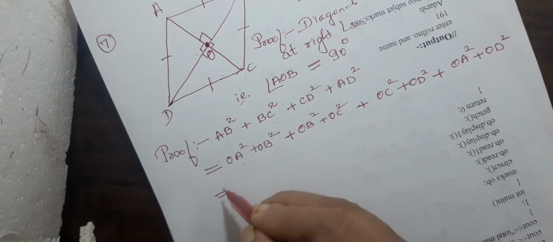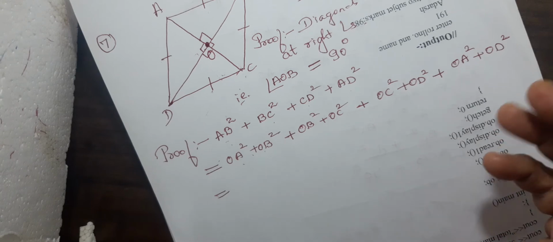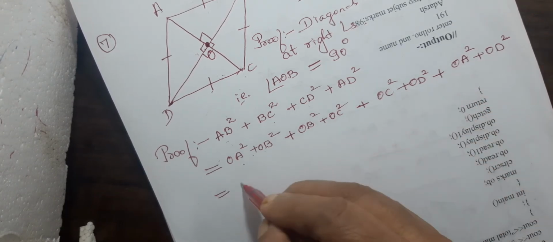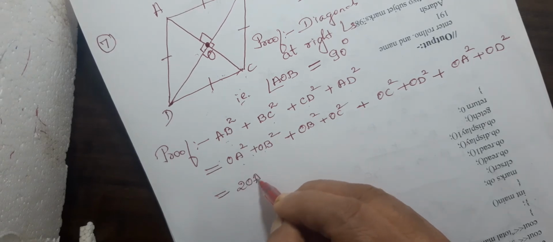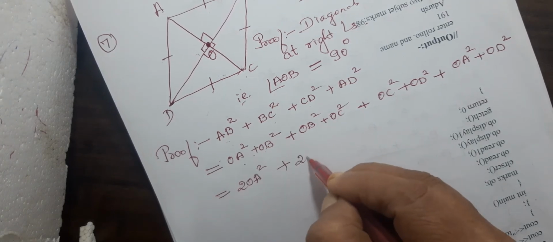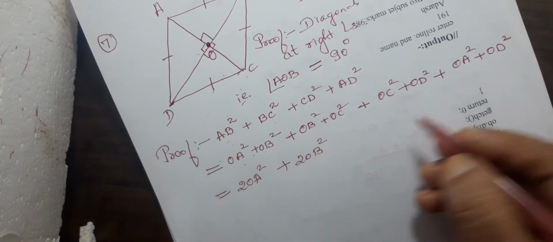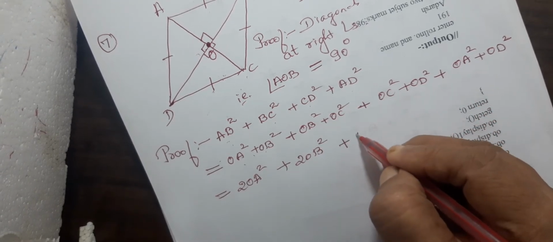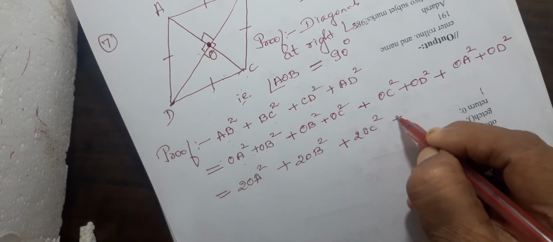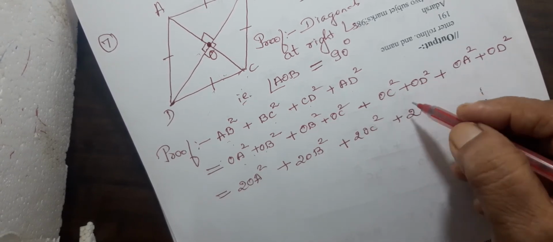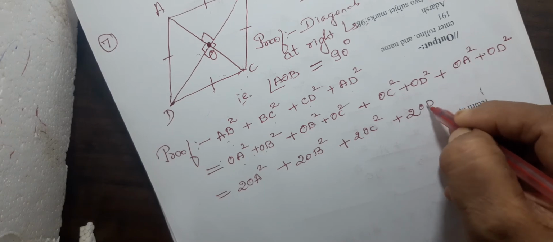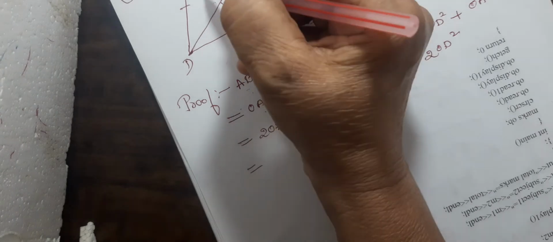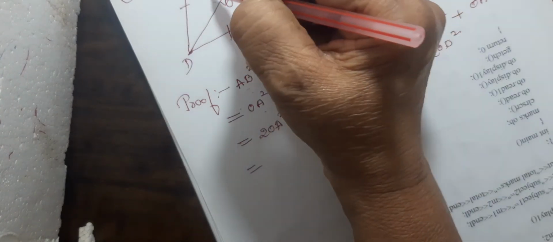Now what will happen in this case? There will be 2 values of each of these. You see here 2 OA squared. So I'll write here 2 OA squared plus 2 OB squared plus 2 OA squared plus 2 OB squared, 2 OC squared plus 2 OC squared, 2 OD squared. Okay. Now this is equal to, now you see OA is equal to OC.